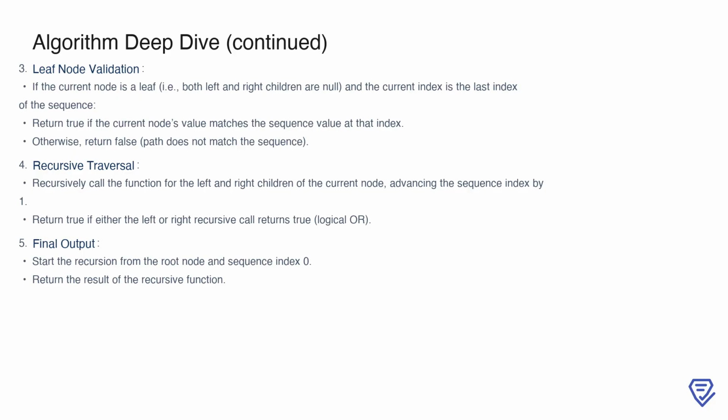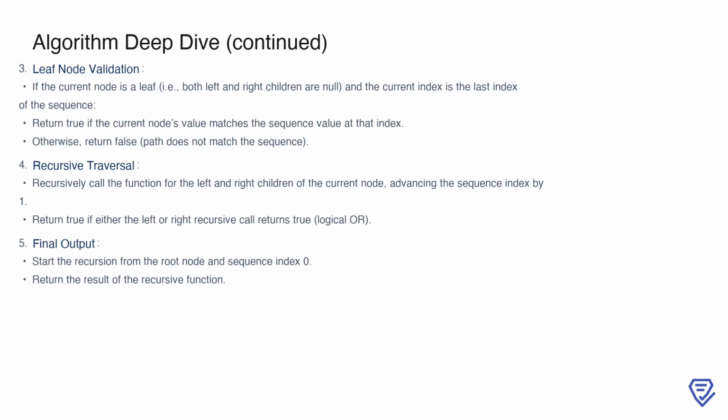Now, we handle the case where we reach a leaf node. If the current node has no children and the current index is the last position in the sequence, we check if the node's value matches the sequence at this index. If it does, we return true because we've successfully found a valid path. Otherwise, we return false, as the path doesn't fully align with the sequence.